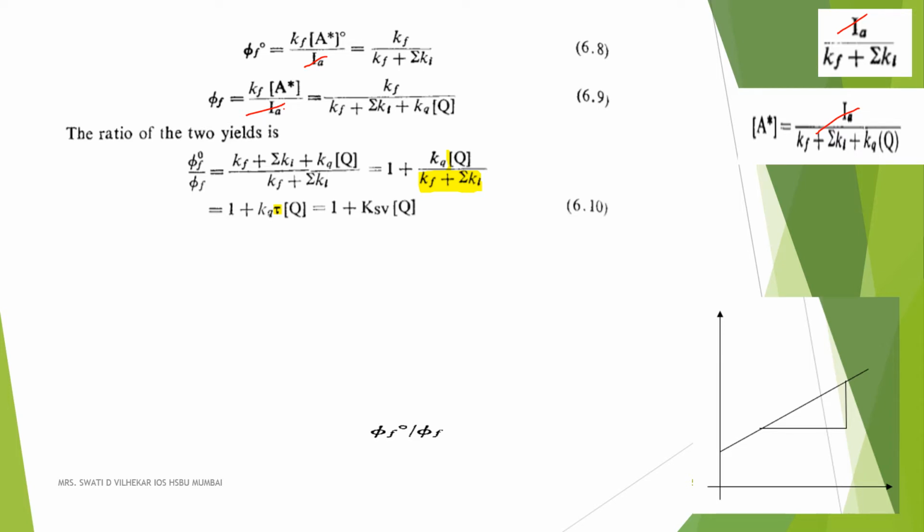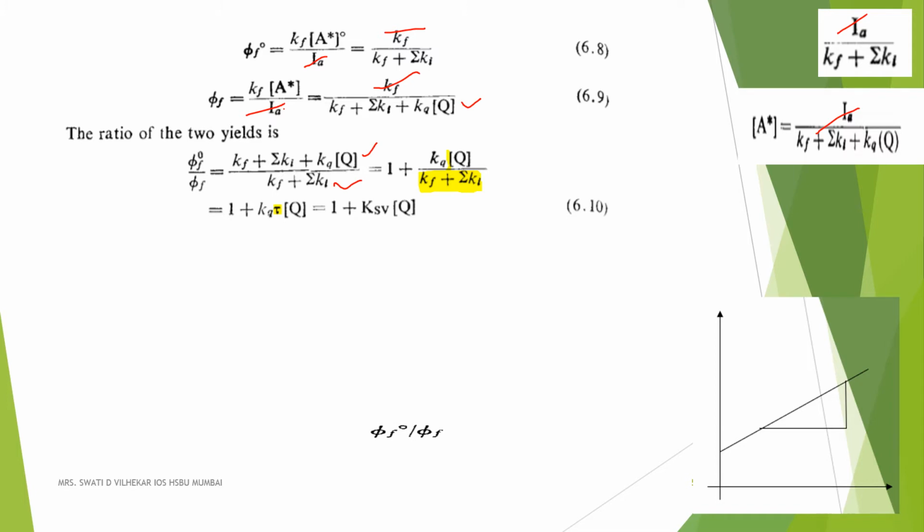Now if we go on taking the ratio of these two quantum yields, that is the quantum yield in the absence of quencher as well as the quantum yield in the presence of quencher, dividing the two equations, that is 6.89 with that of 6.8, you will get this expression where this Kf will get cancelled out with this Kf, and the remaining quantity will be Kf plus summation Kt in the numerator, and the term will go up as Kf plus summation Kt plus Kq times the concentration of Q.